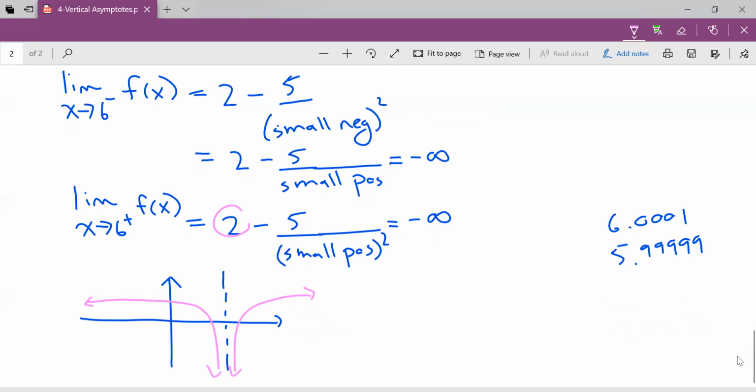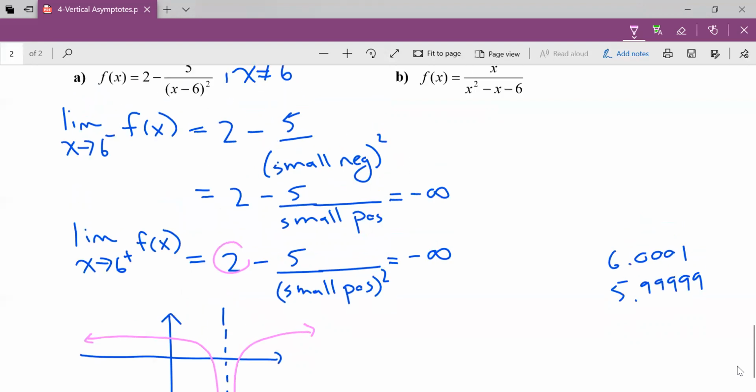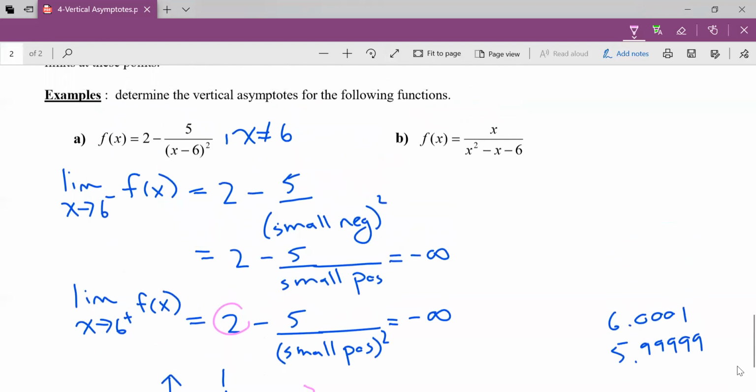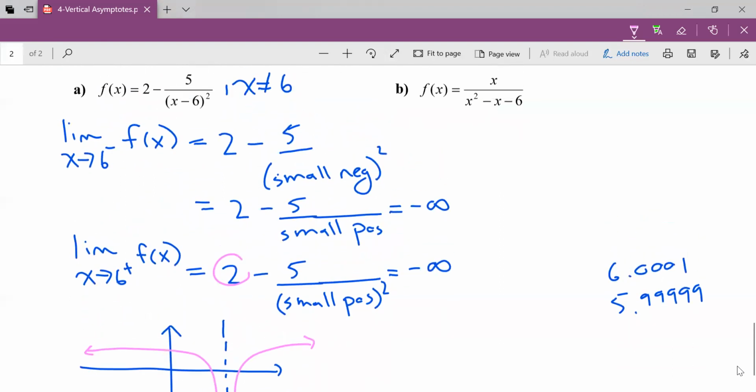Okay, so there, not only can we now find out where the vertical asymptotes are, now you can actually tell me what direction they're approaching, or tending to.